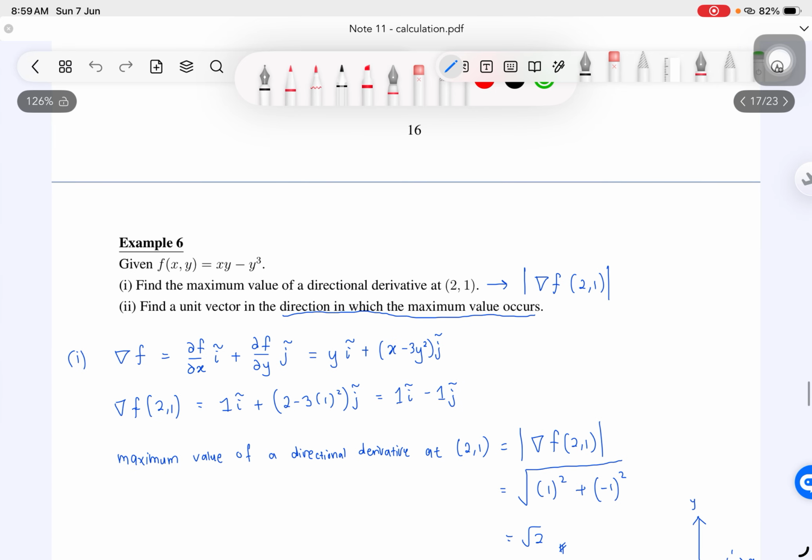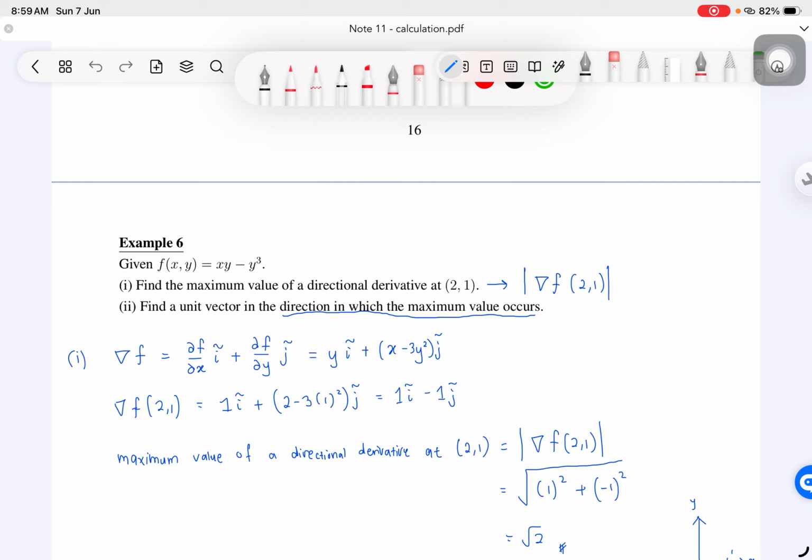So given a function f, for the first one they ask you to find the maximum value of the directional derivative. So we know that if it is the maximum value, the magnitude is positive. And for the second question, they ask you to find the unit vector in the direction in which the maximum value occurs. Okay, so we go to the first one.